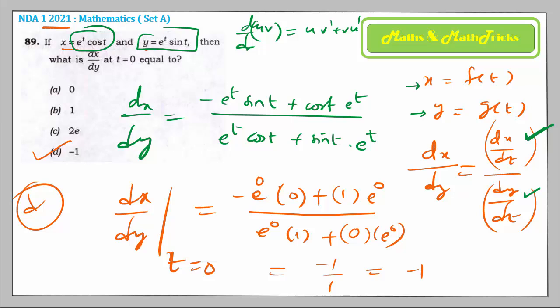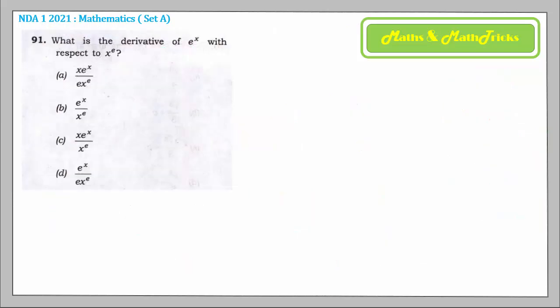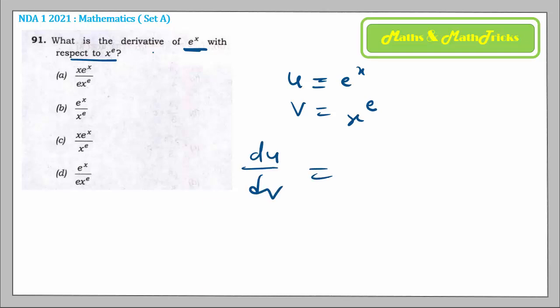All right, coming on to the next question now. 91 question from the same paper, NDA 1 2021. Here you are asked to find the derivative of e power x, but with respect to x power e. So say u is your first function, e power x, and v is your second function, x power e. Then what the question demands is du by dv, that is change in u with respect to v. So this goes as again the parametric, because u is a function of x, v is a function of x, u and v are functions of x and x is their parameter. So parametric rule here says du by dx divided by dv by dx.